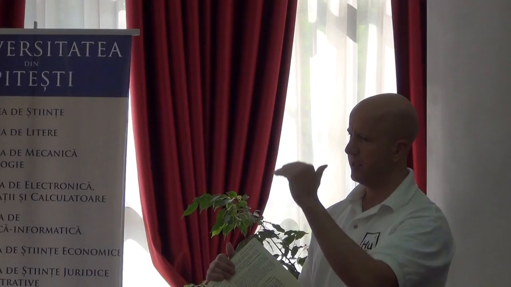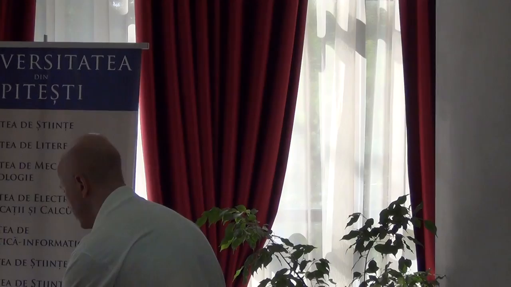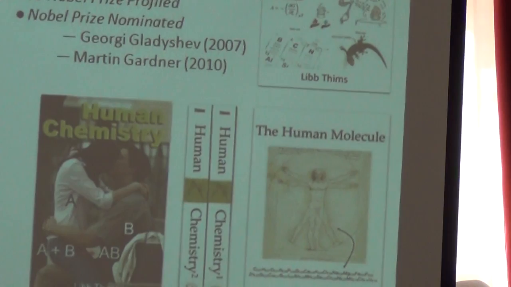And this is the 26 element molecular formula. So I wrote a history book on all of this in 2000. This is my first textbook here. This is basically, if you take all of society and break it down into mechanisms, what would happen if you wrote a textbook on that? And this is the result.